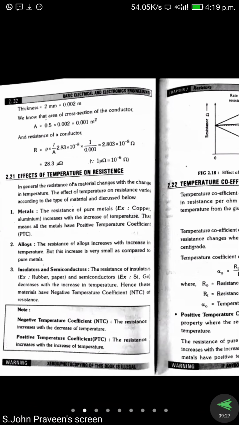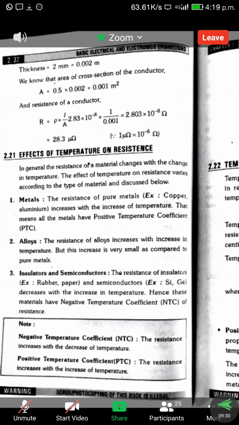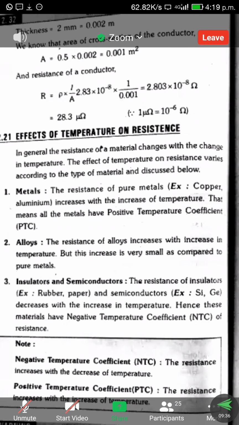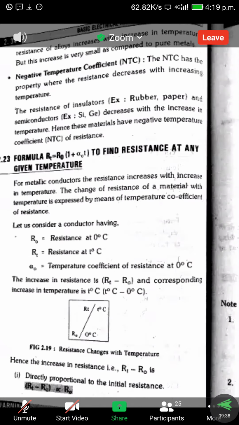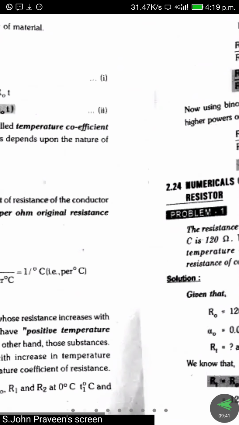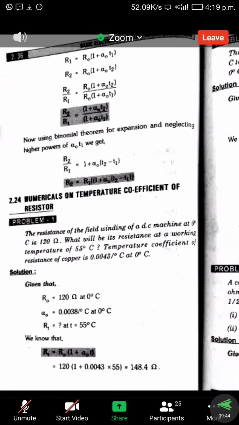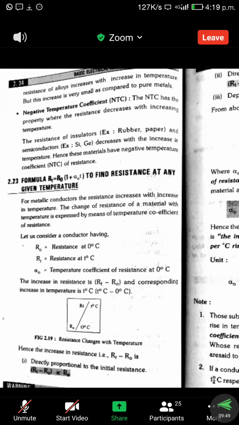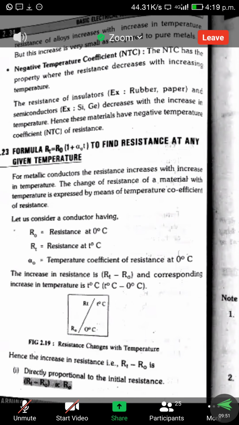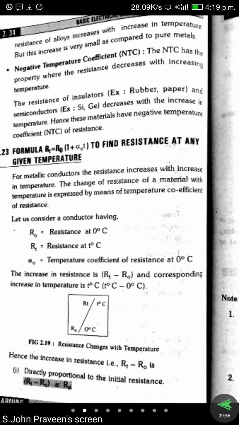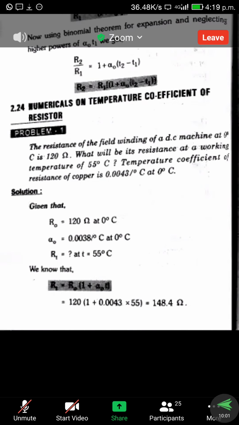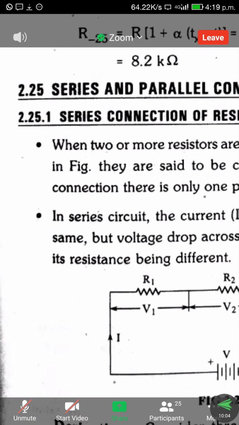Effect of temperature on resistance: this we can expect for the 3 mark question. Next, temperature coefficient of resistance, alpha naught. There is a small derivation, but you need to remember the formulas. There are 2 to 3 formulas. RT is equal to R naught into (1 plus alpha naught into T). That is one formula. Alpha naught is equal to (RT minus R naught) by (R naught into T). These 2 formulas we need to remember for doing the calculation, just using the ratios. I already explained one or two problems.